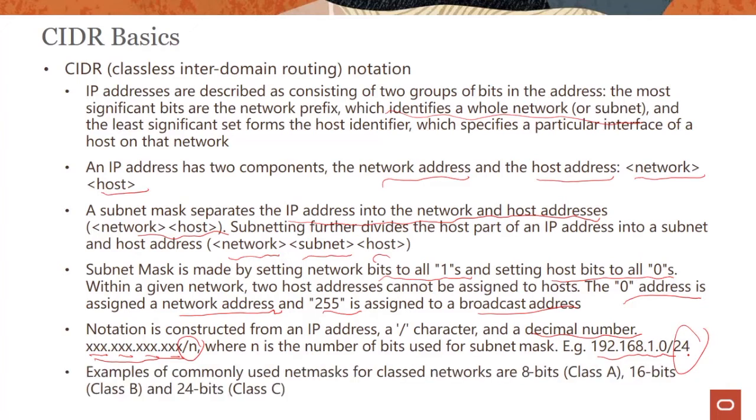Now, this is all good in theory. How does this really work in practice? Let's look into a couple of slides and see how you can use this information. Examples of commonly used net masks, or subnet masks, are class A networks, which are all 8 bits, the first octet being all ones; class B networks, which have the first two octets all ones; and class C networks, which have the first 3 octets all ones. We'll look into a class C network and further divide it into a subnetwork, and we'll see how this is all done in reality.